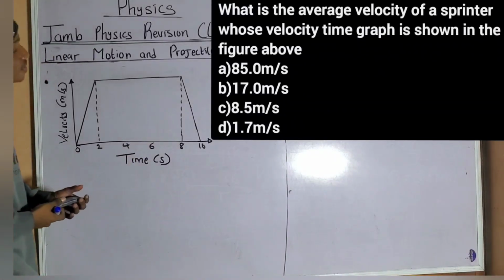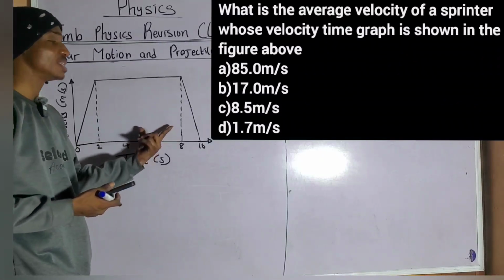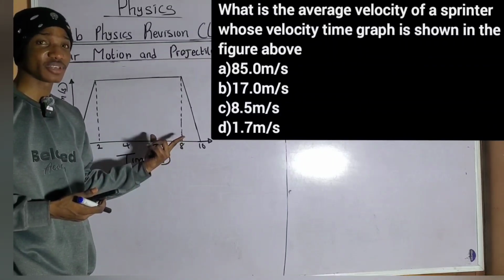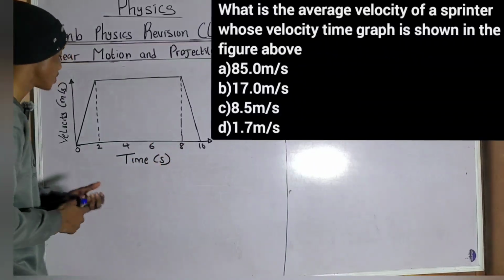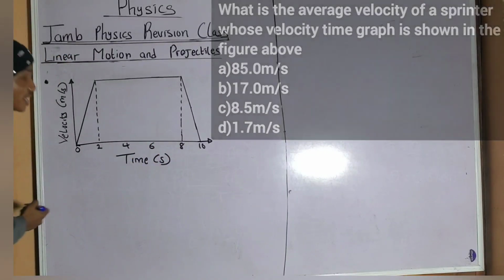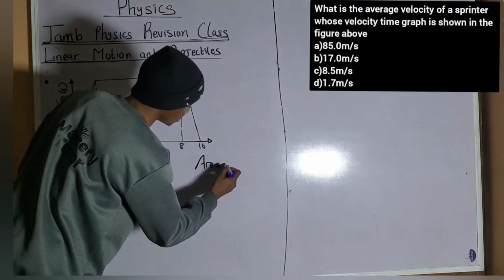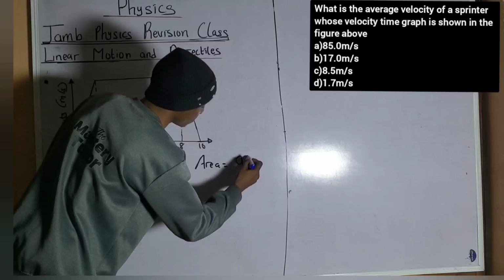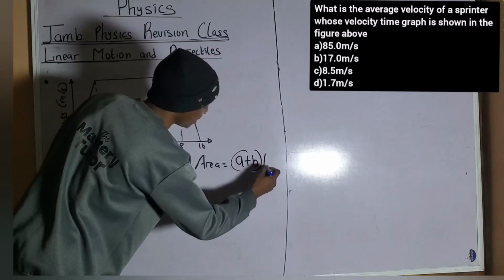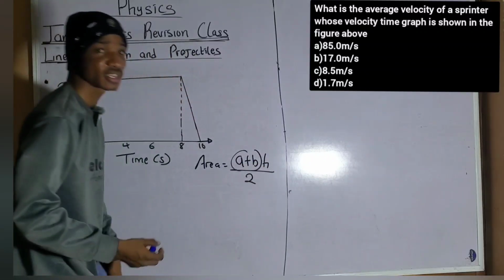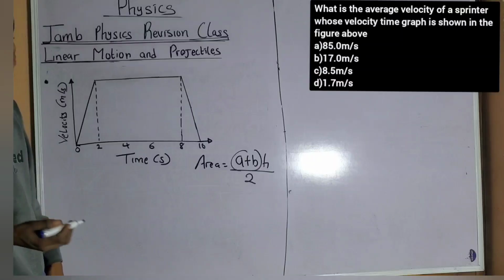By the way, what is the shape of the graph that you have on the board? It is a trapezium, right? So that means the area of a trapezium is equal to a plus b multiplied by h all over 2, or 1 over 2 times a plus b times h.